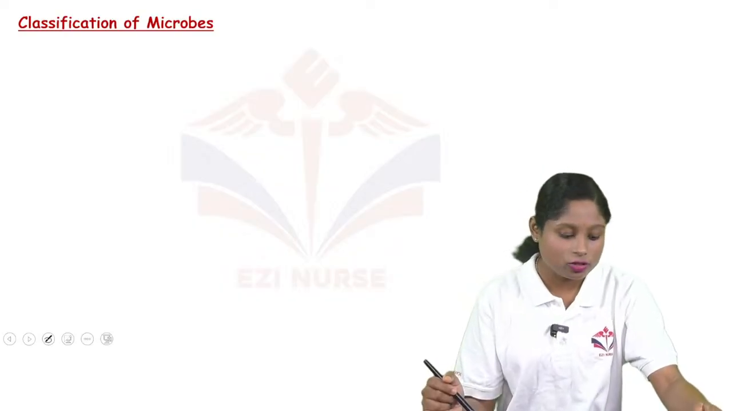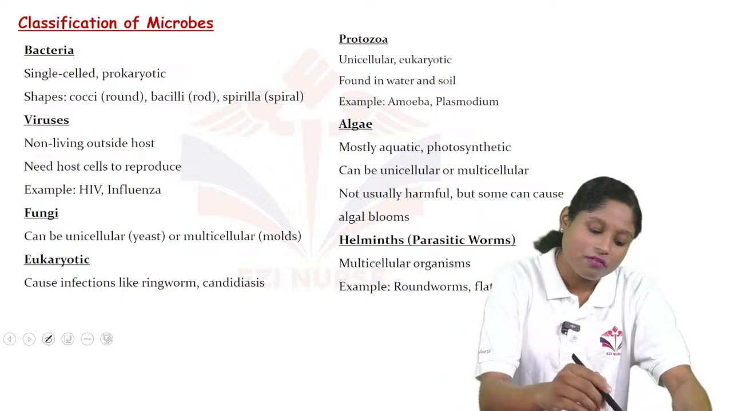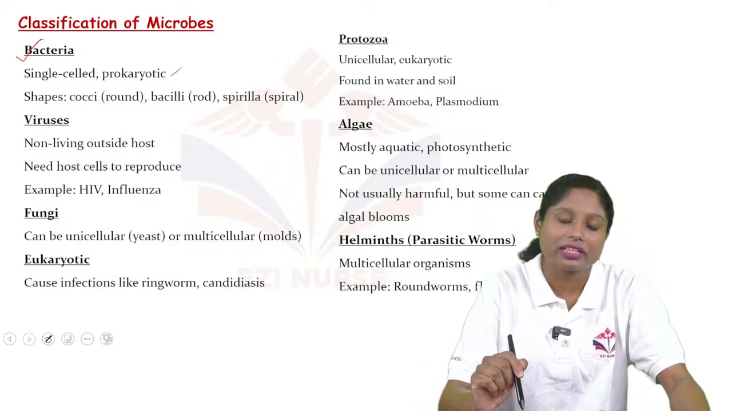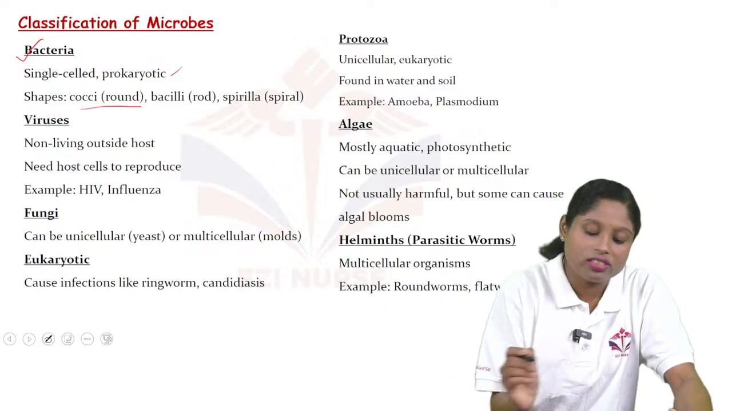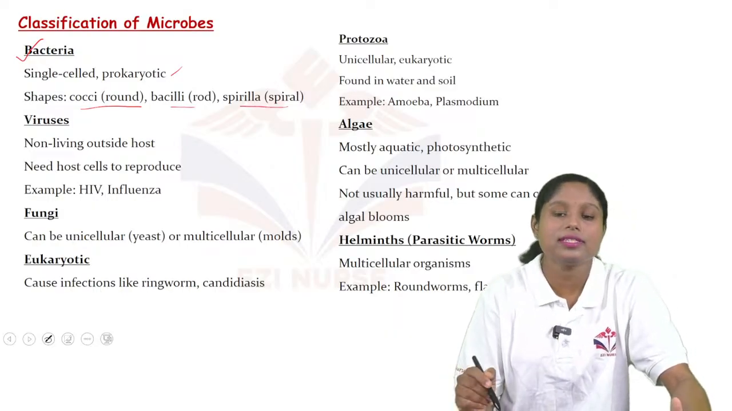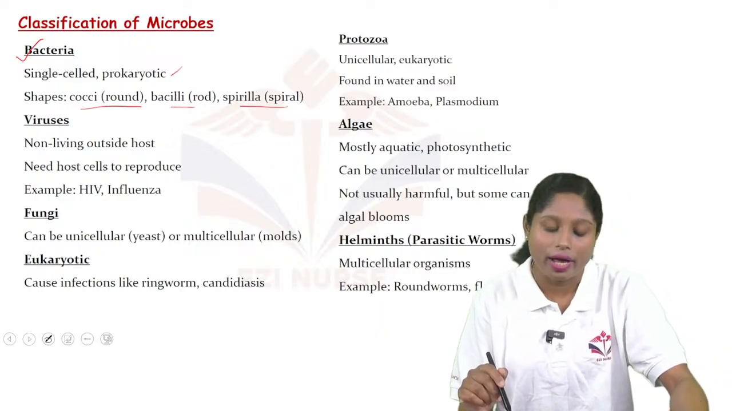That is the next question, classification of microbes. So how is it classified? First one is bacteria. Bacteria is a single-celled prokaryote. Its shapes are cocci, which means round shape; bacilli means rod shape; spirilla means spiral shape. So this is the bacteria, a single-celled prokaryote.